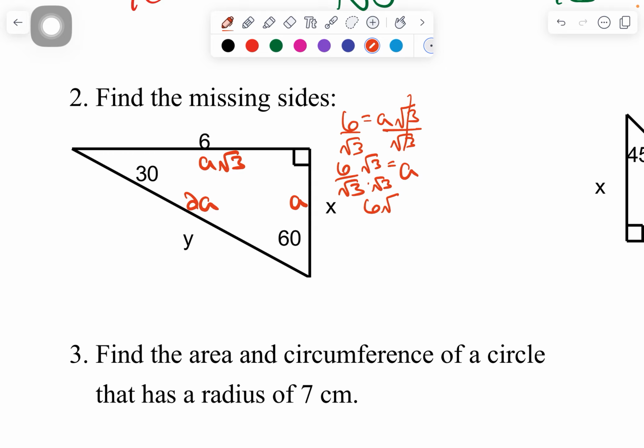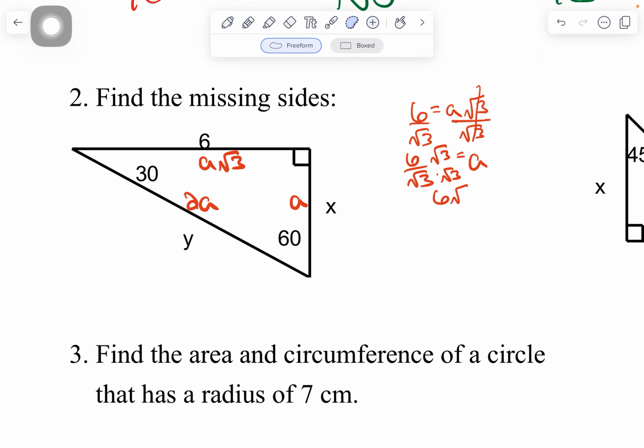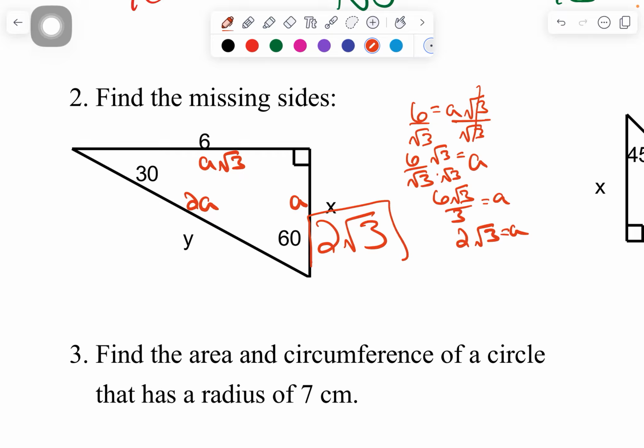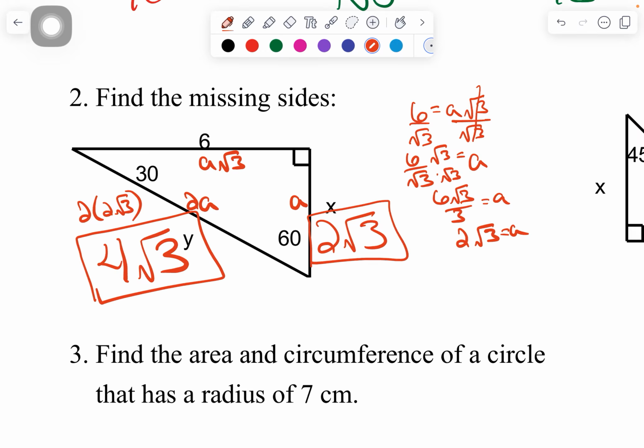So 6... Let me actually move this whole thing over. I'm kind of running out of space here. 6 root 3 over 3. That would be a grand total of 2 root 3. 6 divided by 3 is 2 root 3 for A. So X here, this side, that's labeled A. That's 2 root 3. And then I'm going to take 2 times 2 root 3 for the hypotenuse. So 4 root 3 for that one.